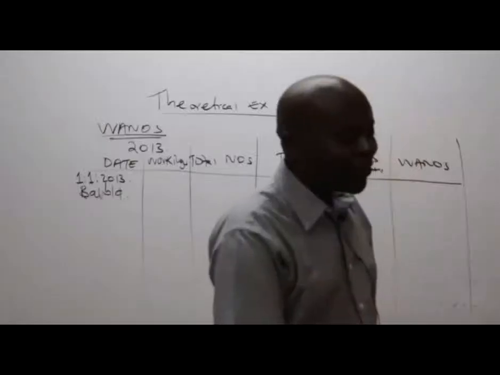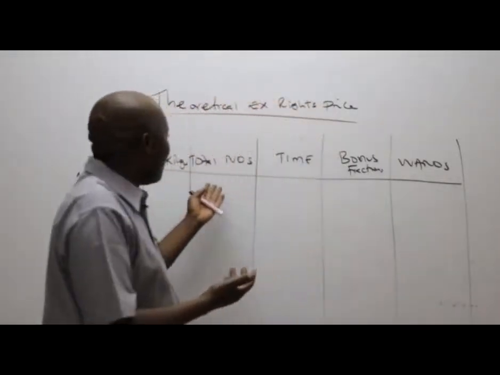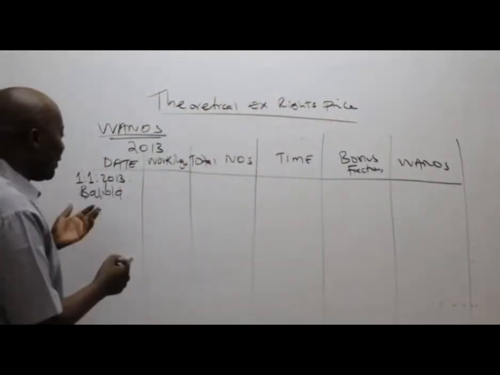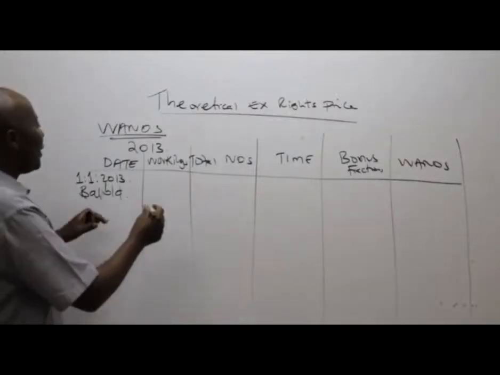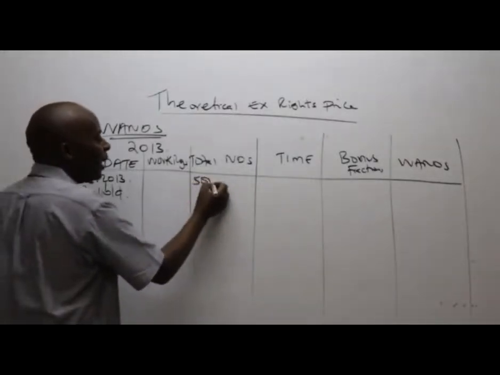So 2013 is closed. I ought not even to have drawn this kind of big table for 2013, because in 2013 the total number of ordinary shares here was 5 million.